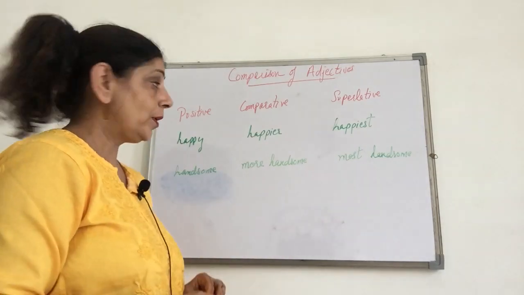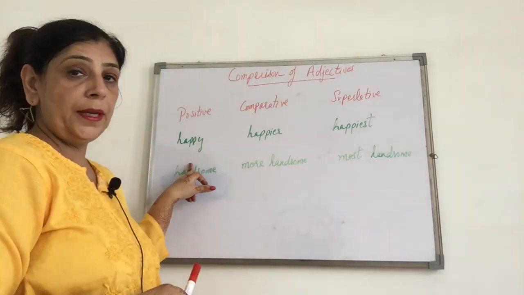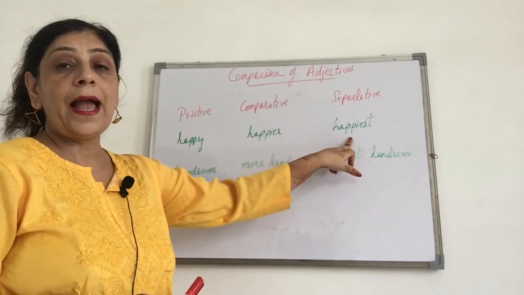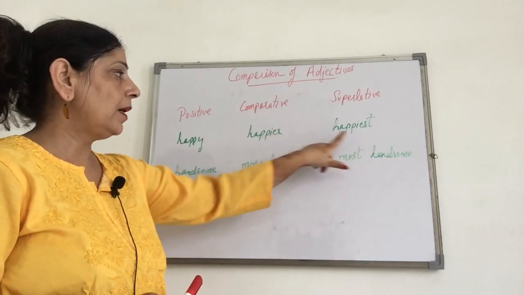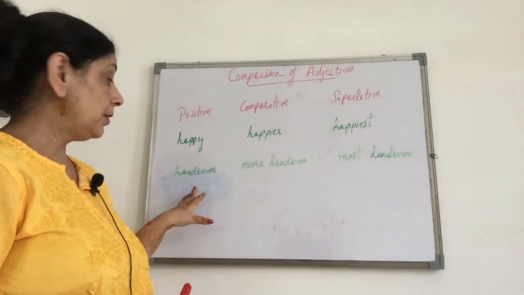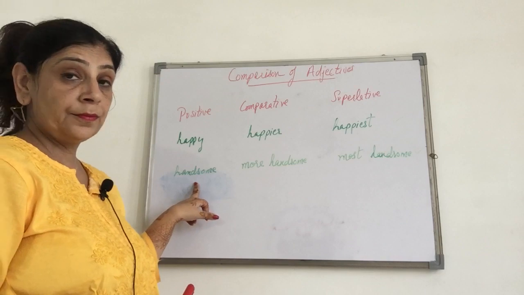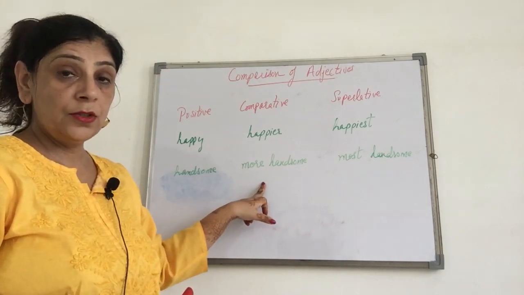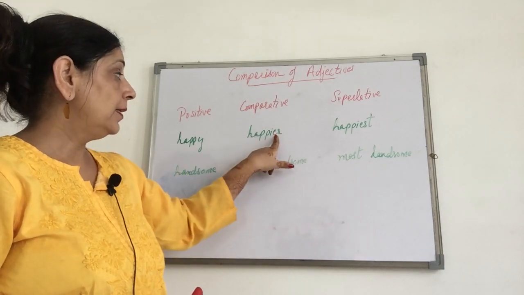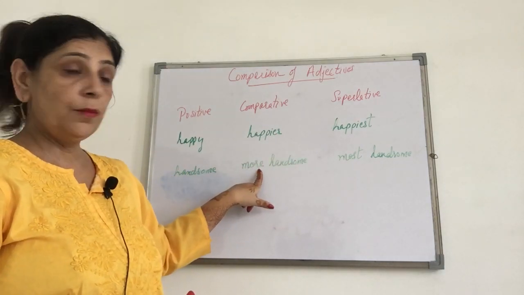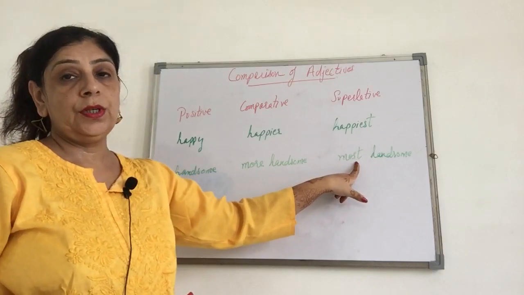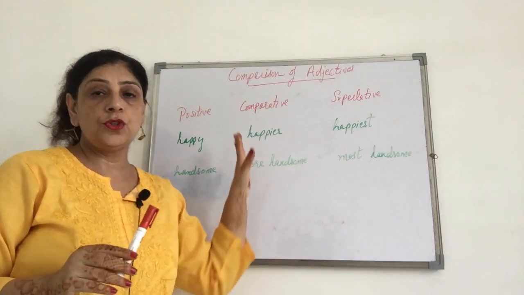There are 2 ways of doing it. Positive, happy; comparative is happier; superlative is happiest. IER, IEST. That is one way of doing it. The other table is handsome. We cannot say handsomer, so it is more handsome, most handsome. This ER comes here with more. This EST comes here with most. So this is the first thing you should know. You should know this table.